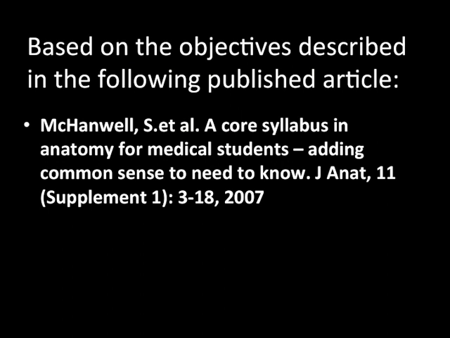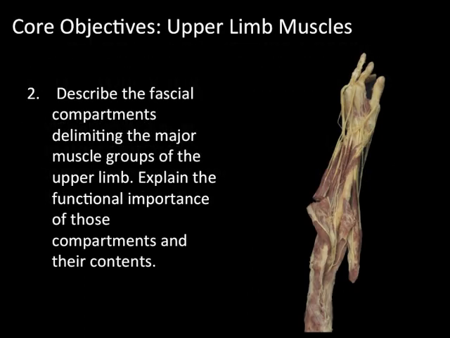As described previously, these objectives are based on the report written by McCanwell et al. in 2007 and published in the Journal of Anatomy. Let me read the objective that will be presented in this video and is shown in the next slide. Describe the fascial compartments delimiting the major muscle groups of the upper limb. Explain the functional importance of those compartments and their contents.